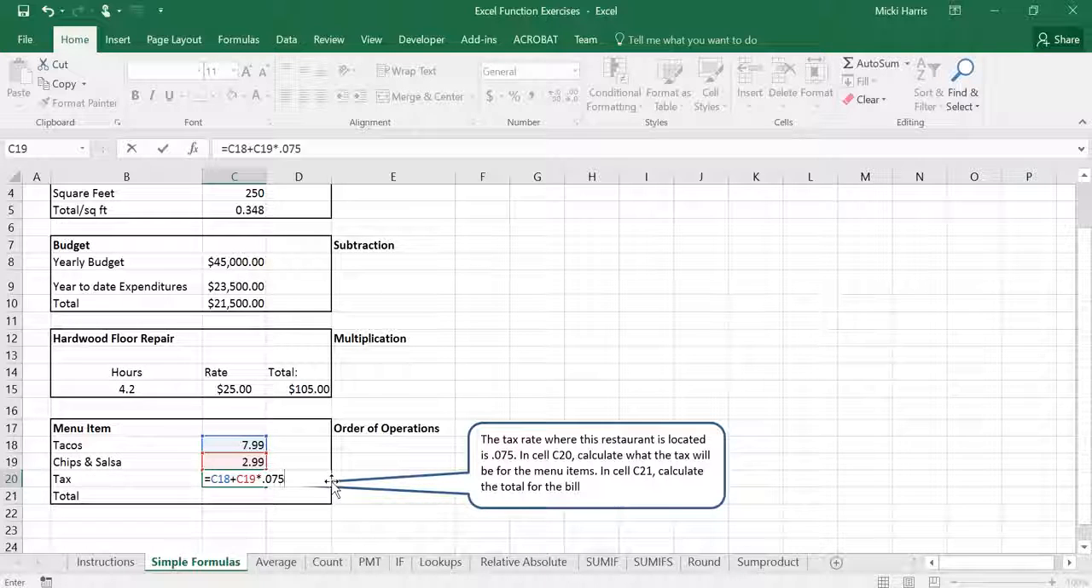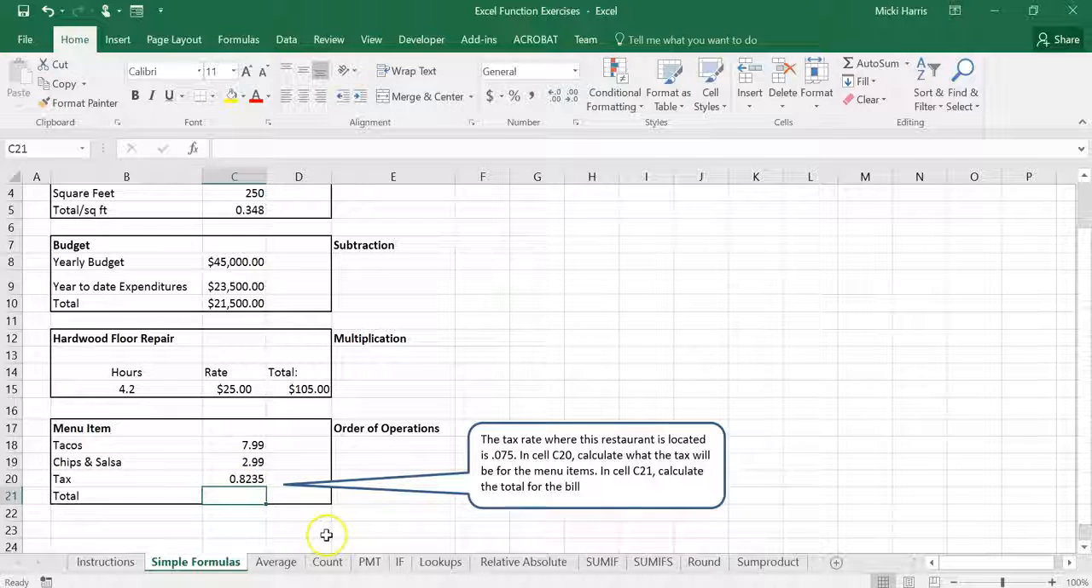So if I left this formula the way it was, it would be C19 times 0.075, then it would add C18. But I want to add C18 plus C19 first, so I'm going to put that in parentheses. Then times 0.075. I'm going to hit enter, and it looks like 82 cents for my tax.